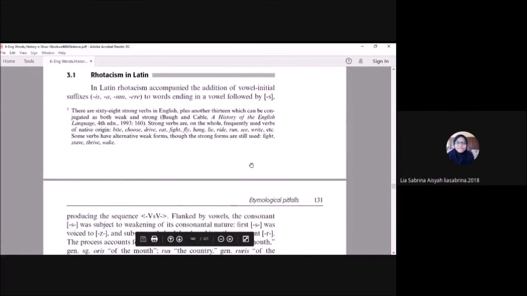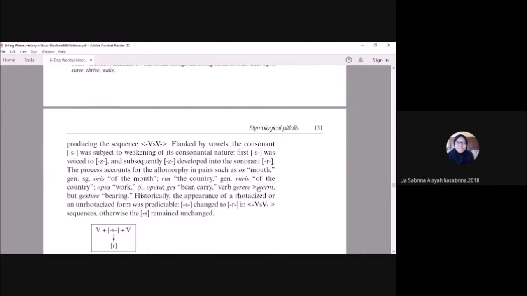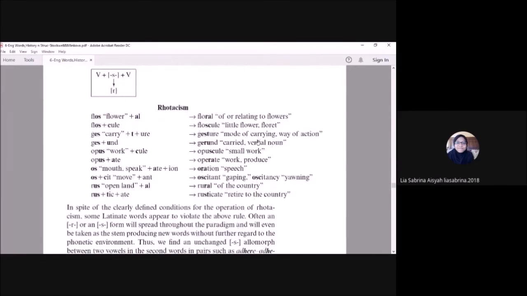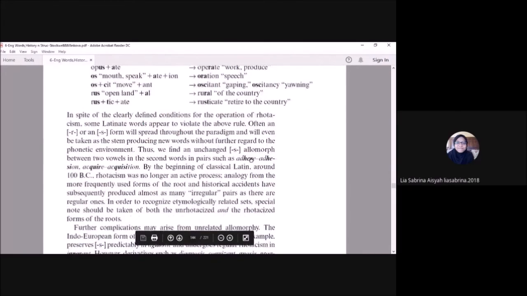Rhotacism in Latin accompanied the addition of vowel-initial suffixes, such as a, r, to words ending in a vowel followed by s, producing the sequence VSV. From the presentation of the book, we can see the application of rhotacism. And then we move on.